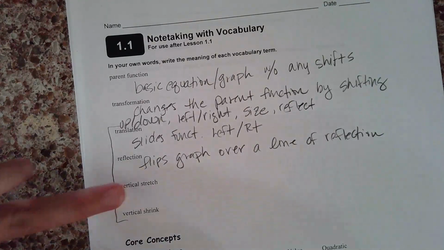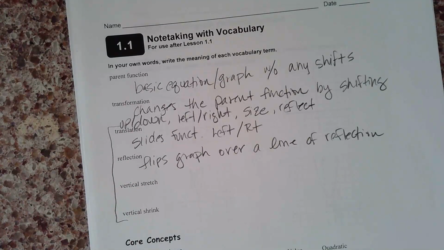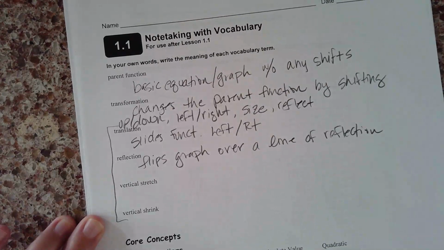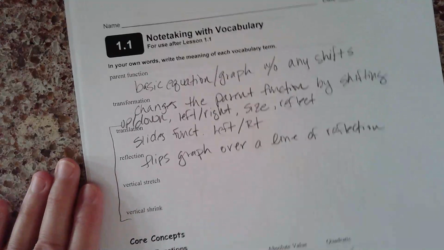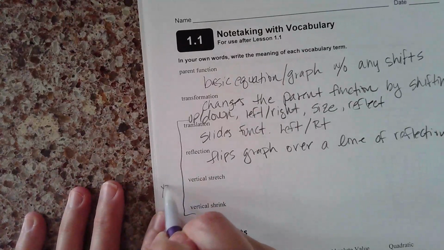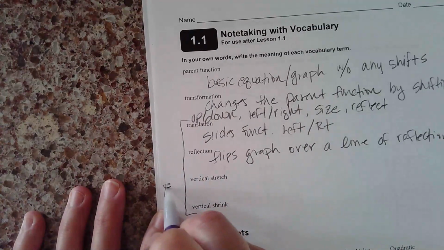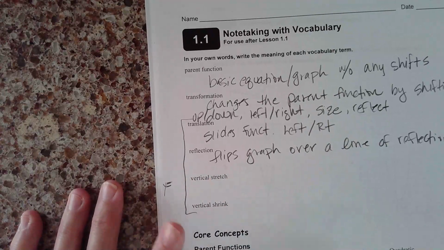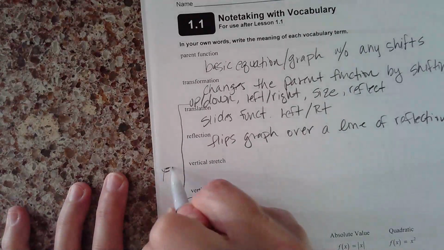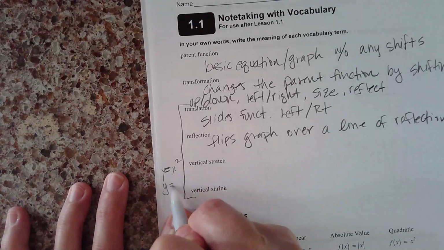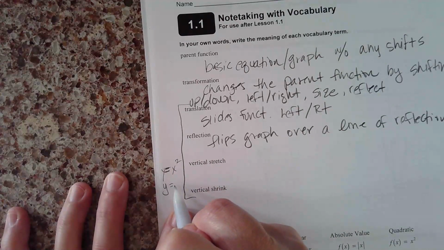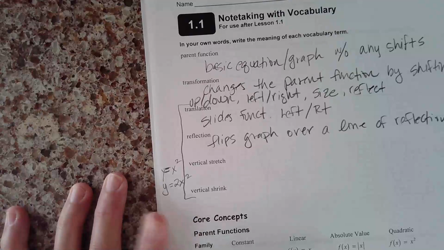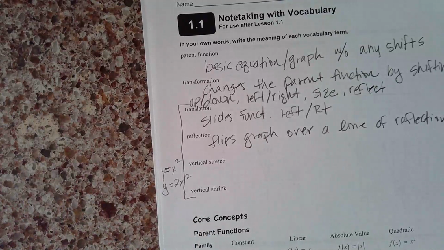All right, so the last two are vertical stretch and vertical shrink. What I want you to think about is a parent function. Let's talk about quadratics. I think that'll be easier. A lot of you have some experience with quadratics. So like y equals x squared versus y equals, let's say, 2x squared. What does that 2 do to my function? This is where the vertical stretch or vertical shrink will come into play.